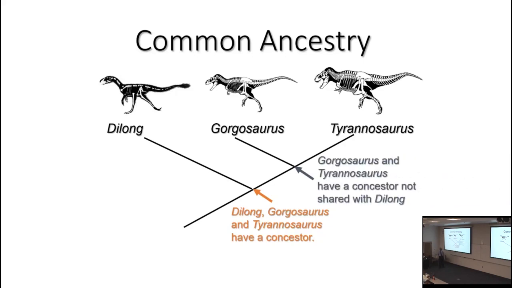From that concestor, one lineage went to DeLong. The other lineage went to the shared concestor of Gorgosaurus and Tyrannosaurus, which then itself diverged into the lineage that contains Gorgosaurus and the lineage that contains Tyrannosaurus. Does everyone see how that works?